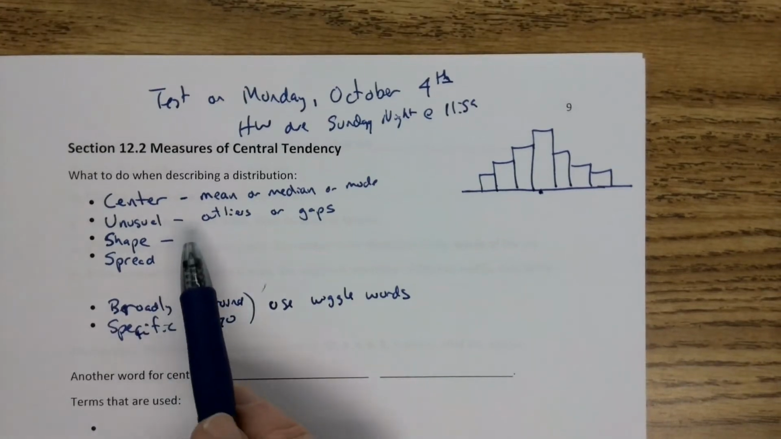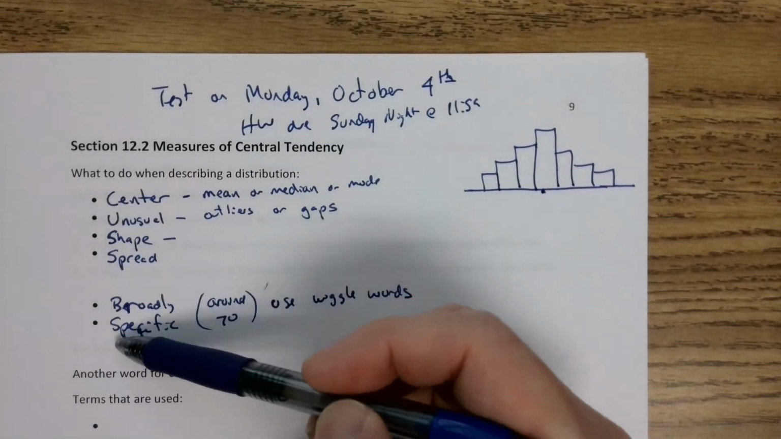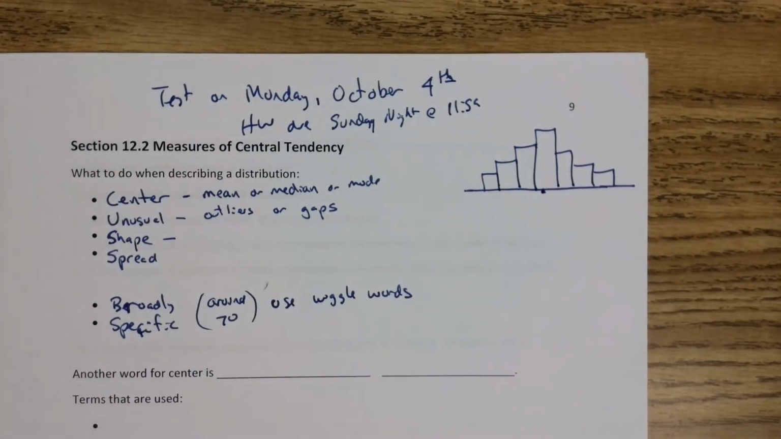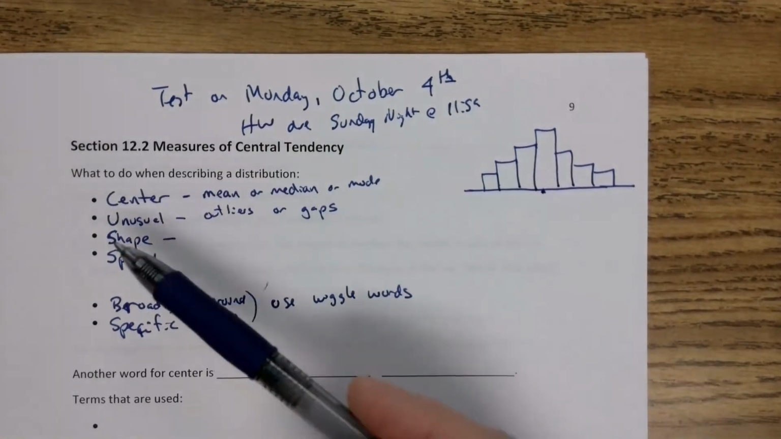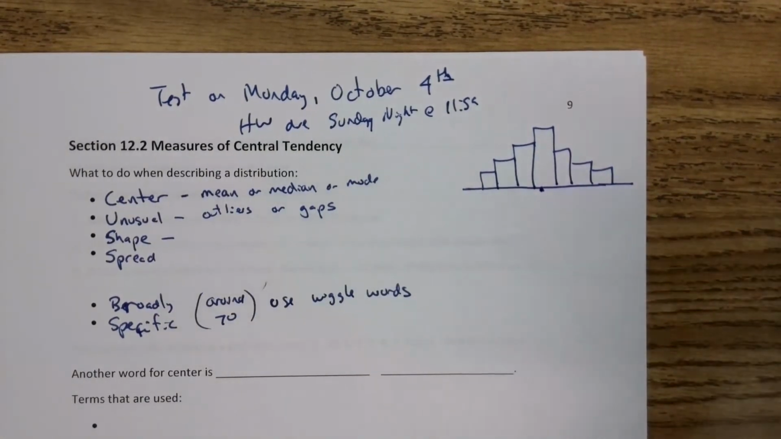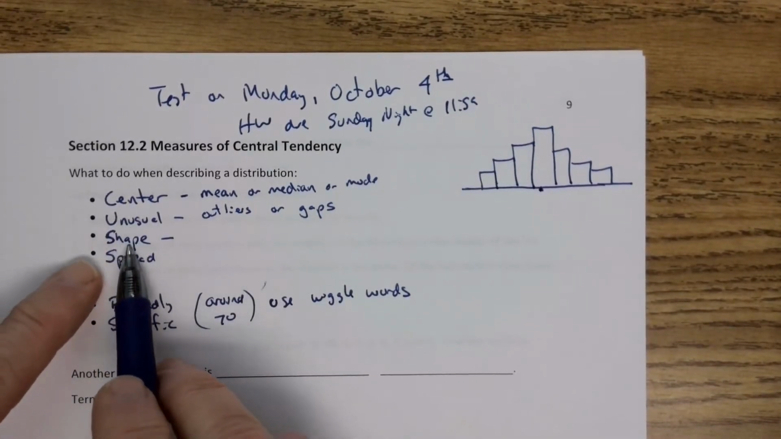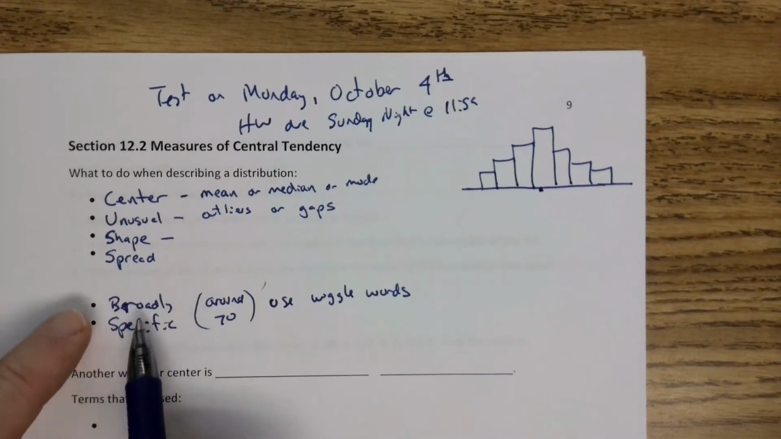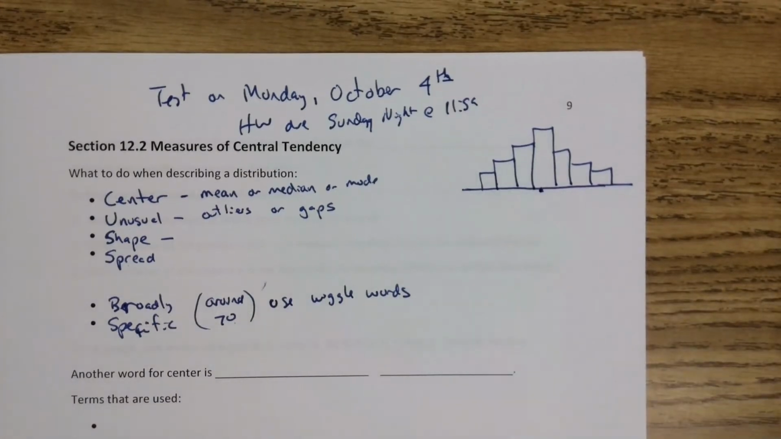If you need help remembering this, it's really easy to remember. It's cuss BS. So you can tell your mom, what did you learn in school today? We learned how to cuss and BS. It just helps me remember. Did I get all 4 things? Did I talk about the center? Did I talk about anything unusual? Did I talk about the shape? Did I talk about the spread? And was I broadly specific? Did I use a wiggle word and an actual number?